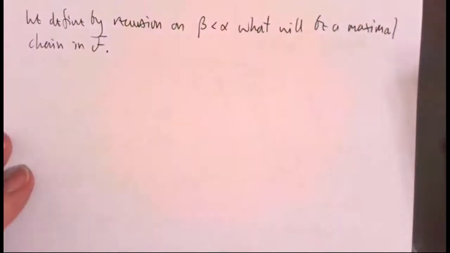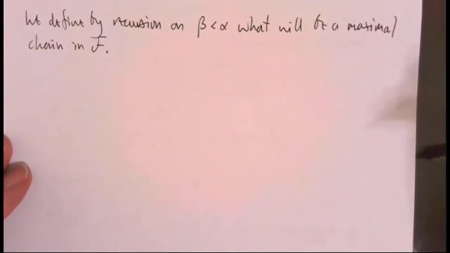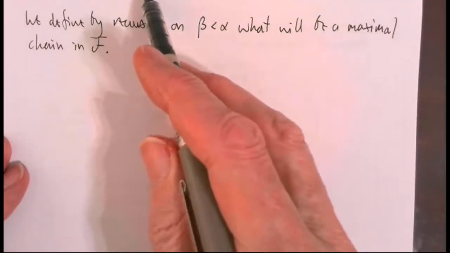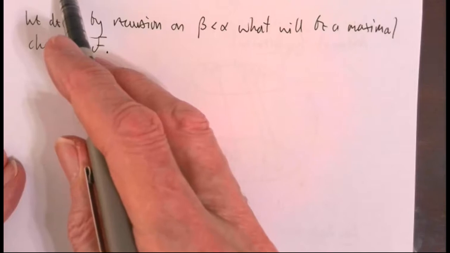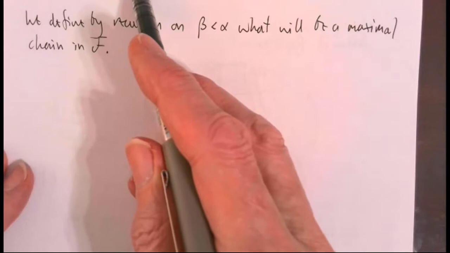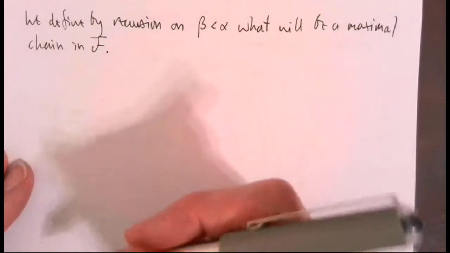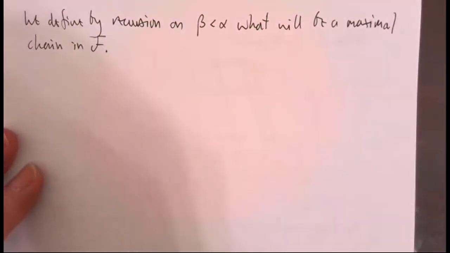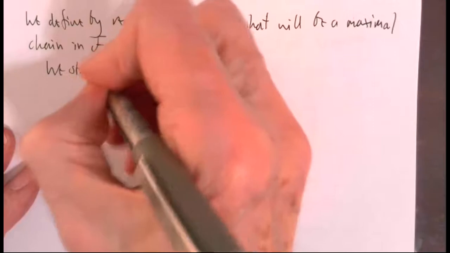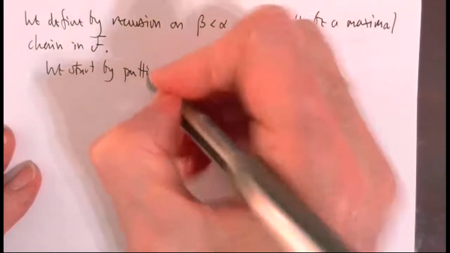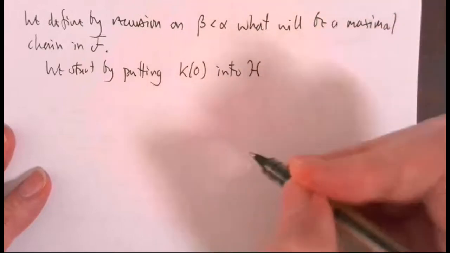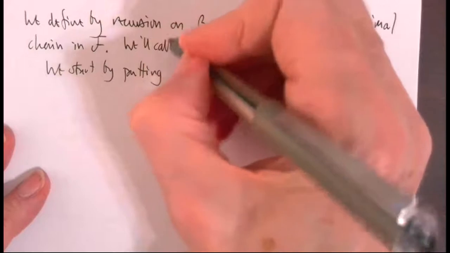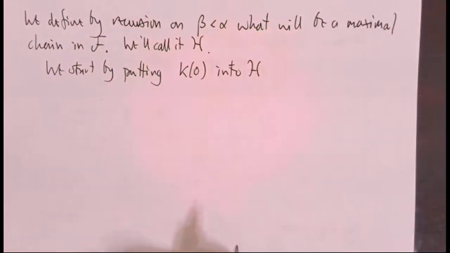And we'll just be careful how we build the chain. Basically, we'll look at each of the elements of F in turn, which we can do now. This in turn bit we can do in a nice, well-ordered fashion, because I've got this bijection between alpha and F. And I'll just decide which elements of F to put into the chain and which ones to leave out. So we start by putting K of 0 into what's going to be our H.